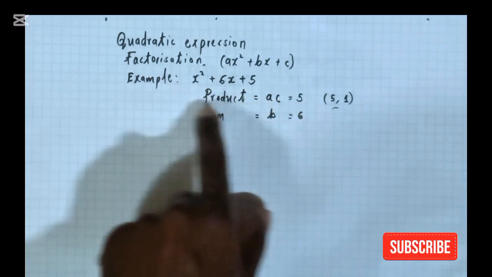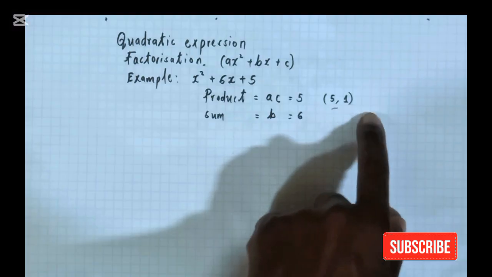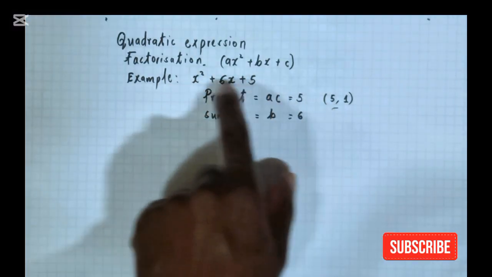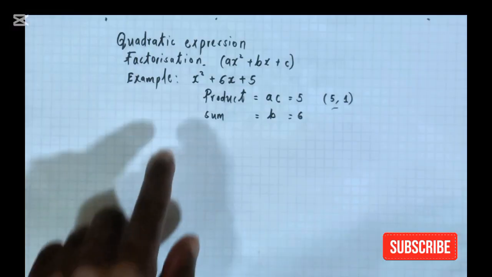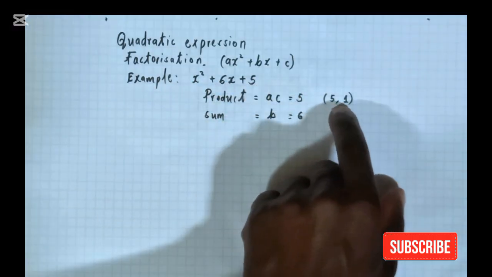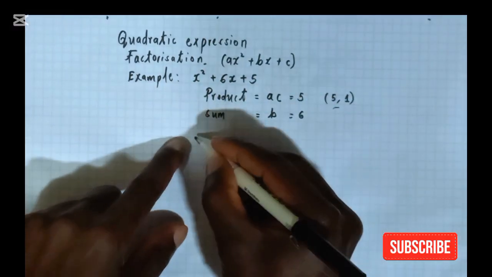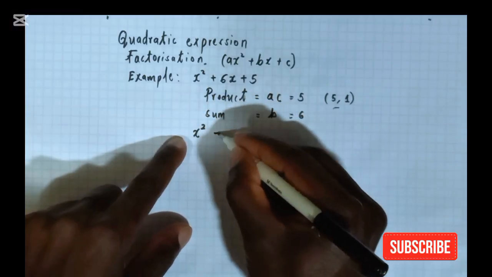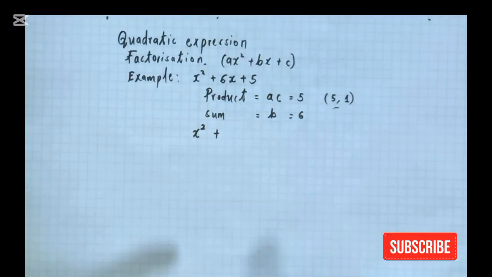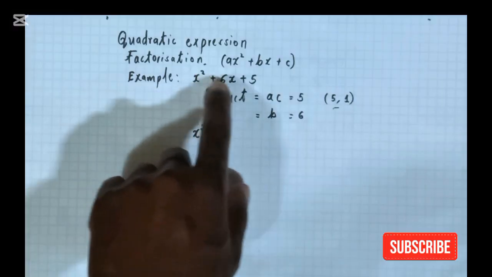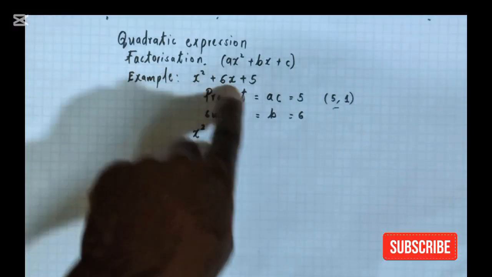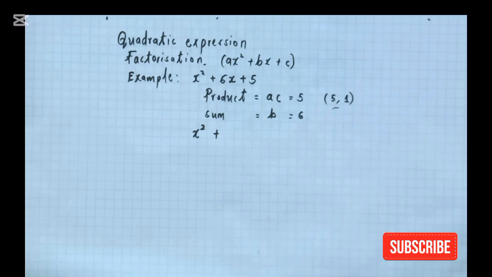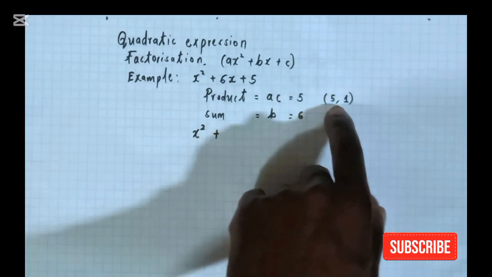Now let's go ahead and factorize this. We're using 5 and 1. For us to factorize this quadratic expression using 5 and 1, we are going to rewrite it using 5 and 1. Basically, we're going to maintain our x squared, and when we are rewriting the bx term, we're going to rewrite it using 5 and 1.